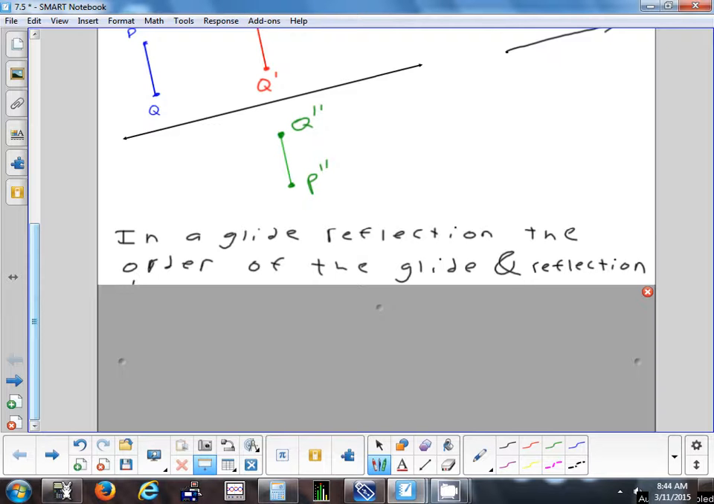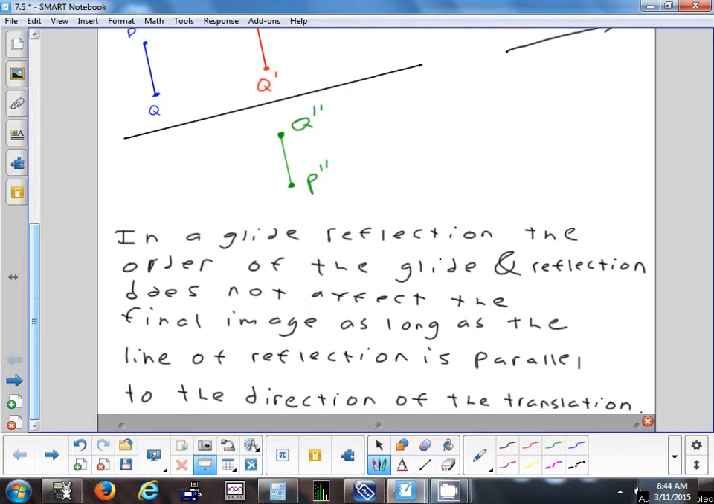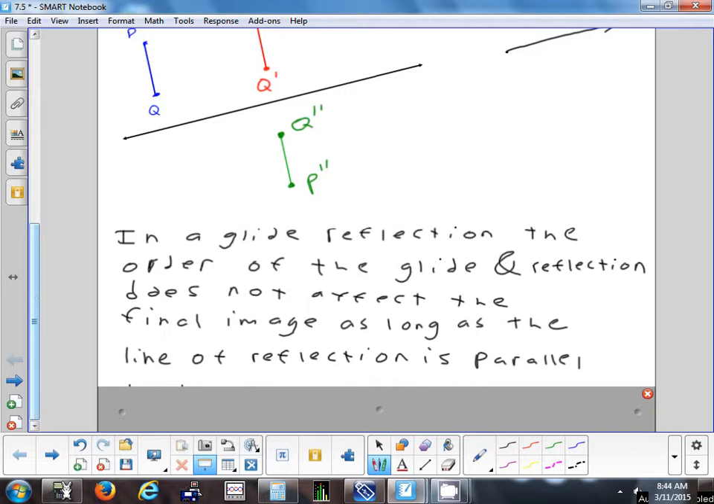So in a glide reflection, do you think the order you do it in matters? If you glide and then reflect, or reflect and then glide? Nope. It doesn't make a difference. And the reason is because the line that you're reflecting over is parallel to the direction of translation. That's why if you switch the order in a glide reflection, you'll still get the same thing.